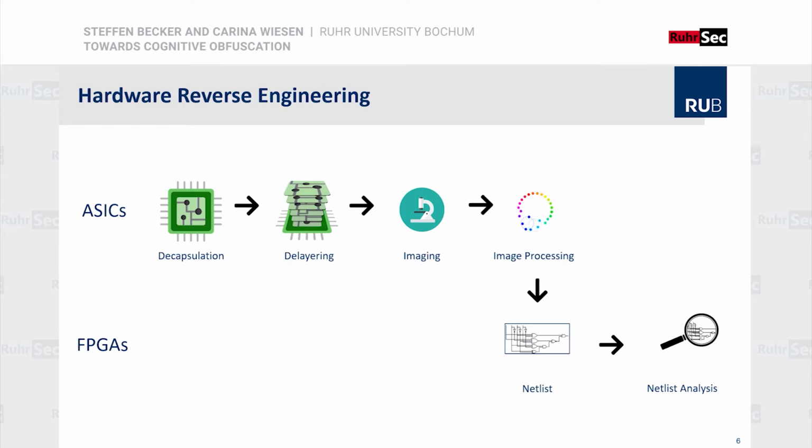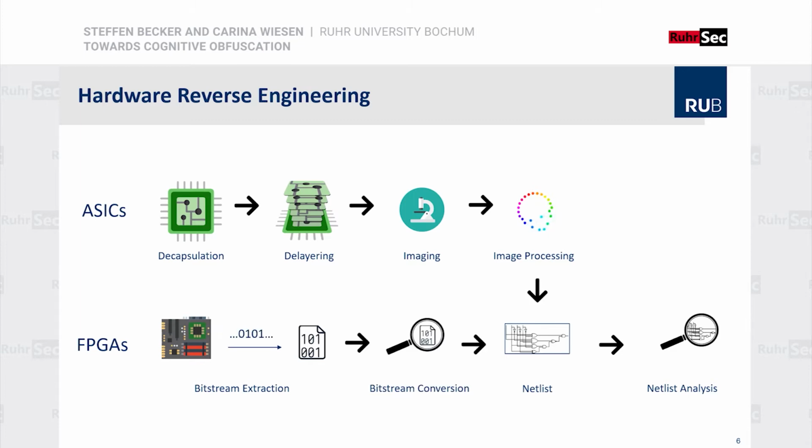Similarly to ICs, netlists can be extracted from field programmable gate arrays. First, the bit stream has to be accessed and possibly decrypted, which both has been shown to be possible in several prior works. Next, a reverse engineer has to analyze the file format in order to transform the bit stream into its gate-level netlist description. The analysis of FPGA netlists follows the same basic principles as the analysis of IC netlists.